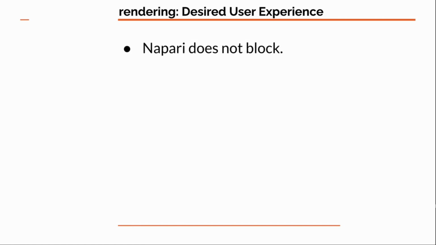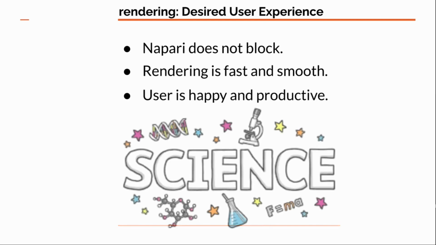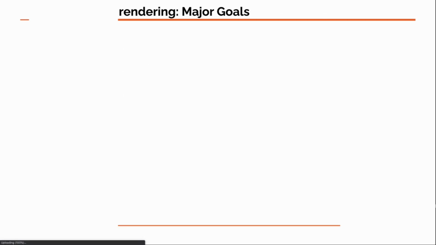So what are we looking to do here? This is kind of what I was asked to do when I started. We don't want Napari to block. We want rendering to be fast and smooth. We want the user to be happy and productive. So I like to have in mind, who is the user? I've worked with scientists before, so I have some idea. I kind of picture someone late at night plowing through their data, trying to get ready for a paper. And you want them to have a good experience. You don't want them to crash. You want them to be productive. So that's kind of my model of the user here.